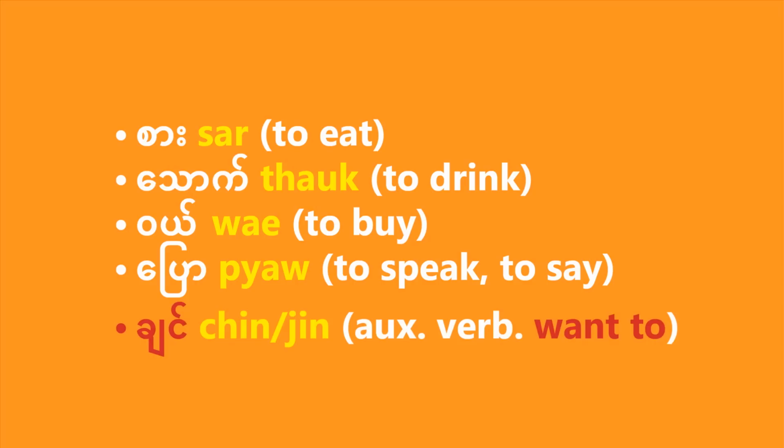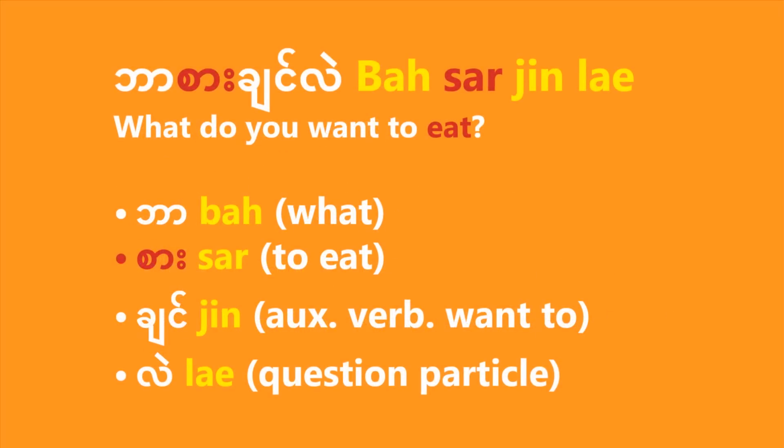Suppose you want to ask someone, what do you want to eat? You say, ba sa jin le. Notice in the breakdown of the sentence elements, the pronoun you is absent. That's because in spoken Burmese, people tend to leave it out if it is clear who the question is directed to. In other words, if you're looking at someone when you ask that question, or if there are only 2 of you, it's clear who the question is meant for. So you don't have to add the Burmese word for you. It's ba sa jin le. That's how you say, what do you want to eat?